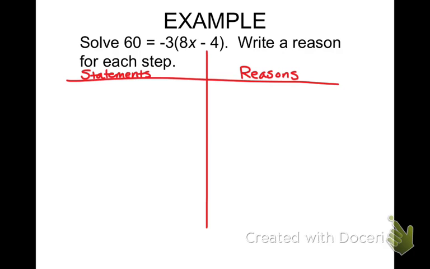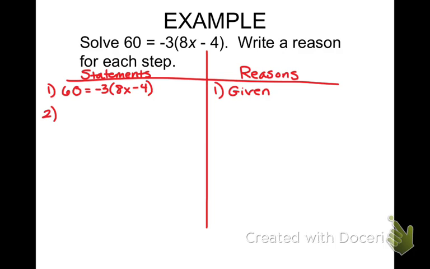Me personally, I like to number my lines just to keep myself a little bit organized. So line 1 is going to be what's given to us, which in this case is an equation. So I'm going to just rewrite the equation. So 60 equals negative 3 times 8x minus 4. And over here I'm going to put another number 1 and write the word given. Okay. All right, so line 2.